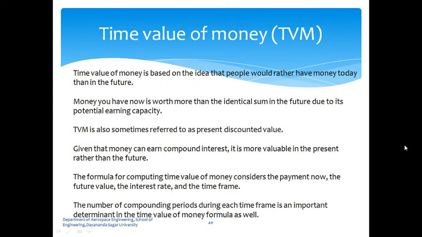Here, let's start with a concept which is known as the time value of money. TVM, time value of money. As the name says, money has some value based on the time. So what it means, we all know this. The value of money keeps changing from one time to another time. That's why we call it the time value. Time value of money is based on the idea that people would rather have the money today than in the future. Why do we need this?